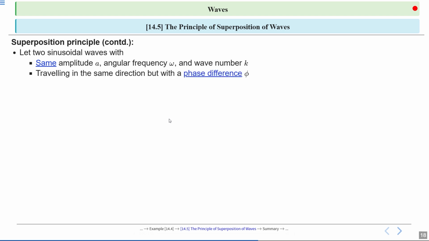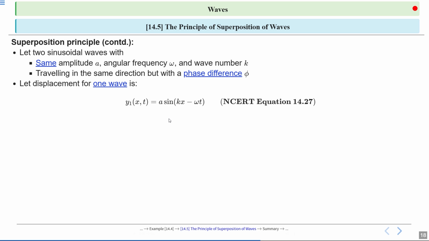Now, even though the waves have the same amplitude, frequency, and wave number, they can still be out of sync with each other. This difference is called the phase difference, represented by phi. The phase difference tells us how much one wave is shifted compared to the other, and it's measured in radians.